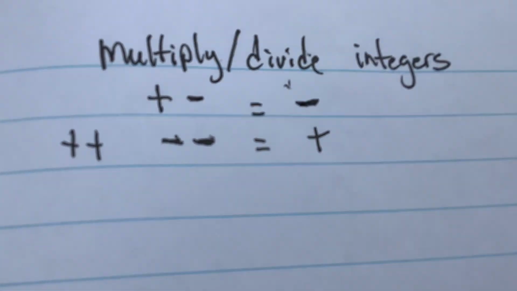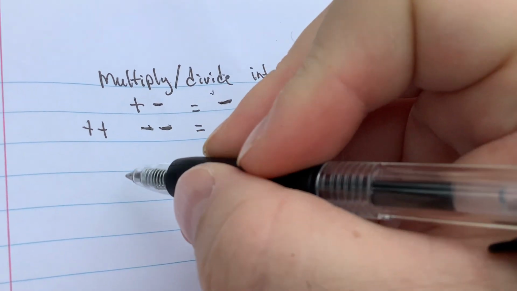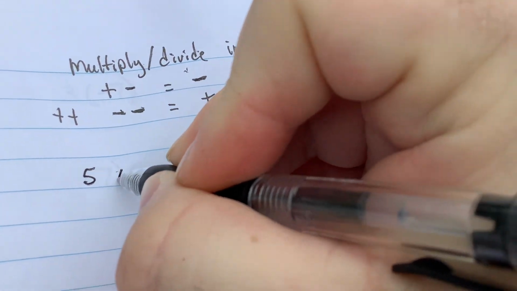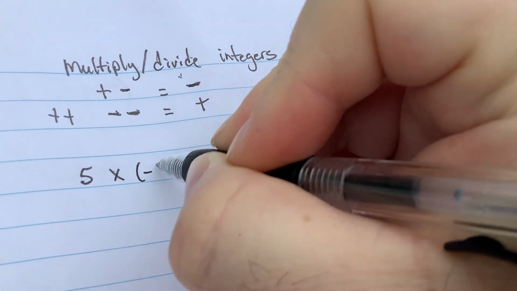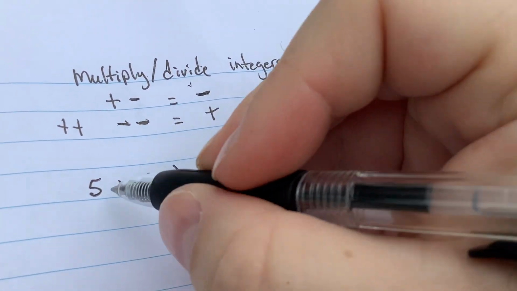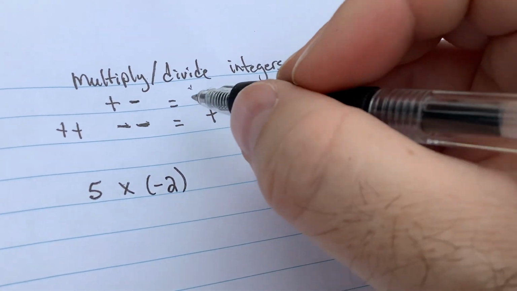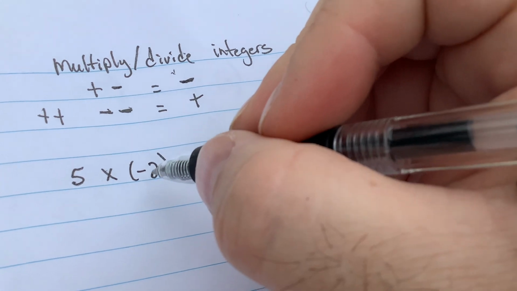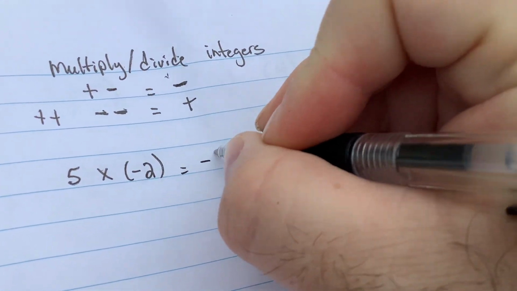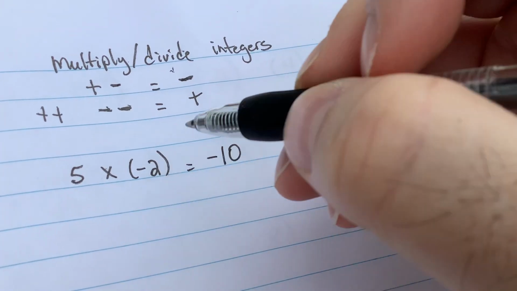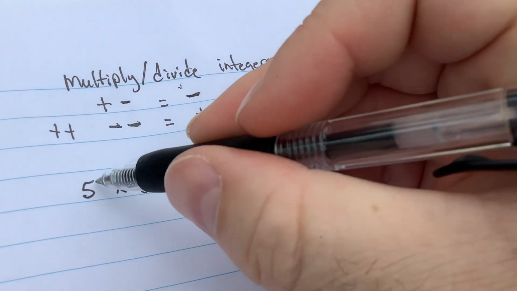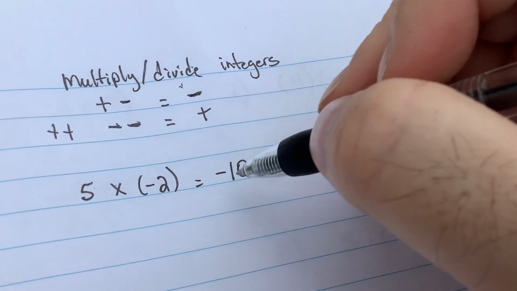Okay, so let's take a look at a few of these. Now, if I was to write out something like 5 times negative 2, we would know that's multiplication. We would know then, okay, one's positive, one's negative, so we get a negative 10. You still have to multiply. You still have to do 5 times 2, 10, but because one's positive and one's negative, it's negative 10.